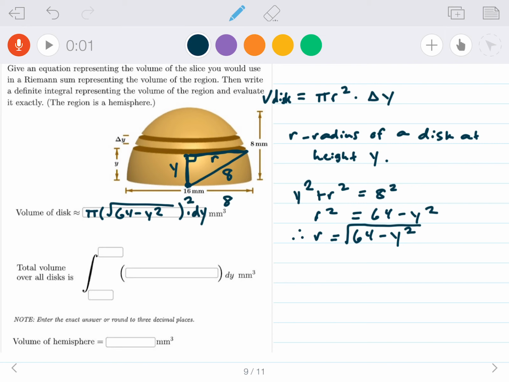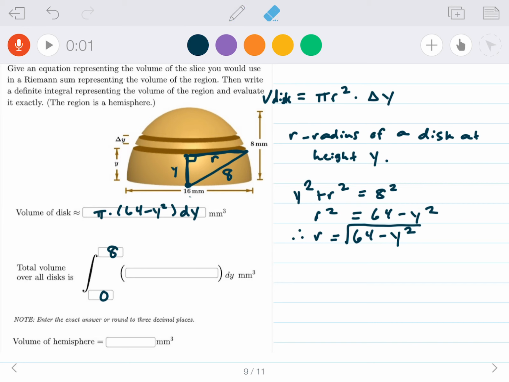What's cool here is the square and the square root can cancel each other out. So let's just say pi times 64 minus y squared dy. That is the volume of each disk. Now to figure out the total volume by summing up the infinite disks, we're going to go from 0 all the way up to 8.